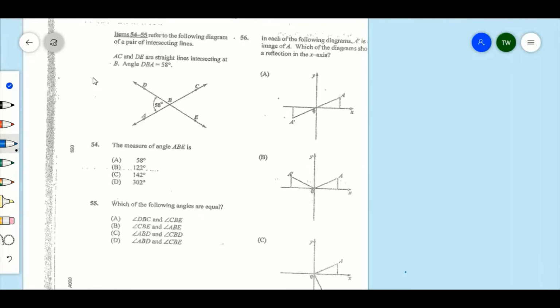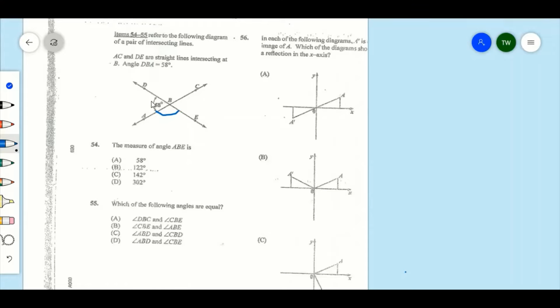Items 54 to 55 refer to the following diagram of a pair of intersecting lines. AC and DC are straight lines intersecting at B. Angle DBA is equal to 58 degrees as demonstrated on the diagram here. Question 54. The measure of angle ABE is, angle ABE is this angle here that I'm going to highlight.